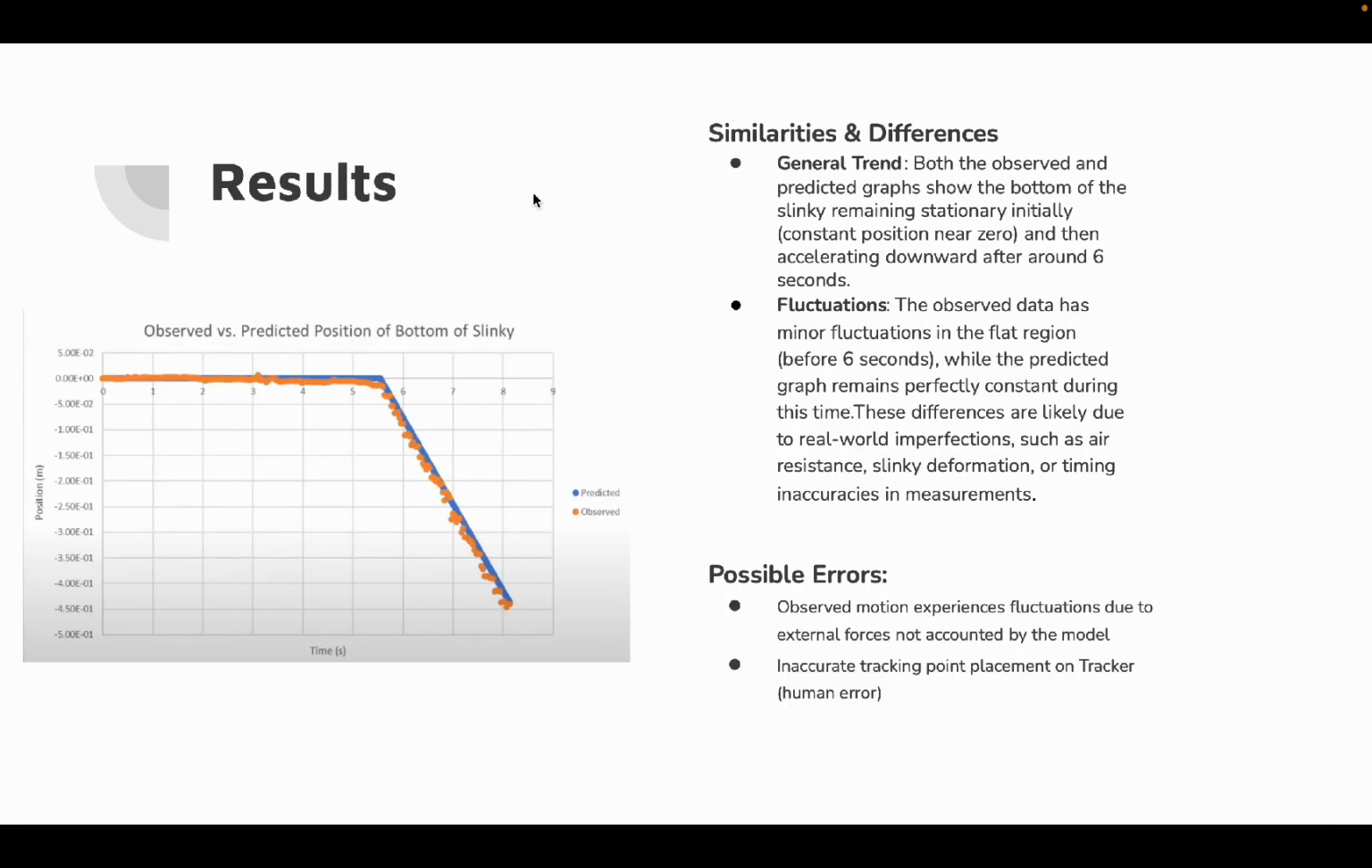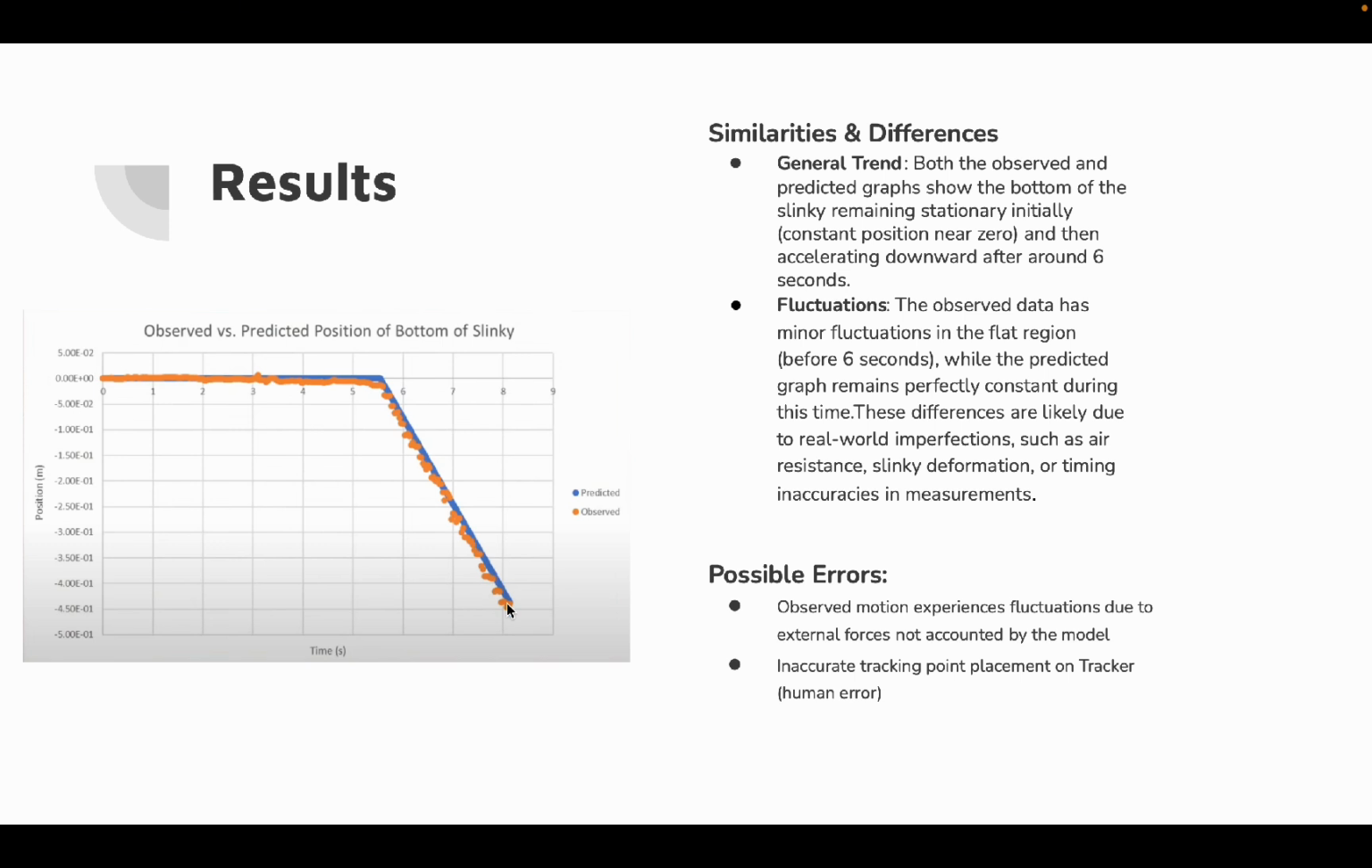So for the results of this experiment, we have the observed versus predicted position of the bottom of the slinky. The predicted is represented by the blue line, while the observed is represented by the orange line. As you can see by looking at the graph, both graphs have the same general trend. Both observed and predicted the bottom of the slinky to remain stationary initially, and then they accelerated downward after around 6 seconds.